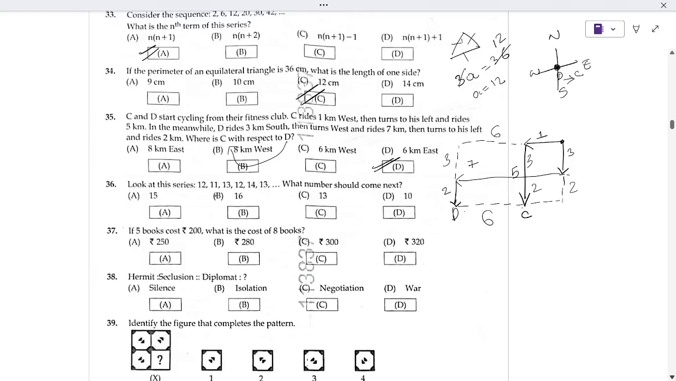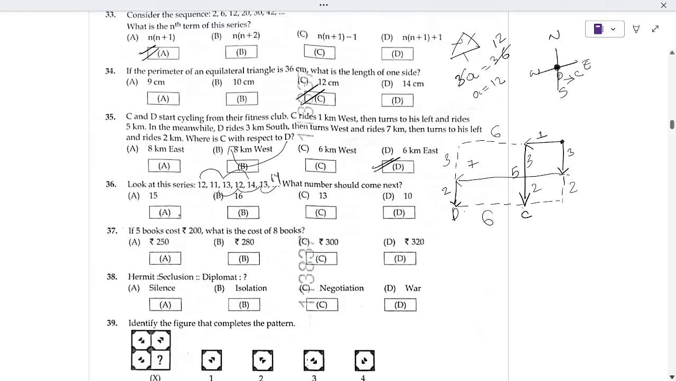Look at this series: 12, 11, 13, 12, 14, 13. Then what number should come next? So actually alternate: 11, 12, 13, 14. Here 11, 12, 13 and then 14 does not fit. So 14 is not the answer.